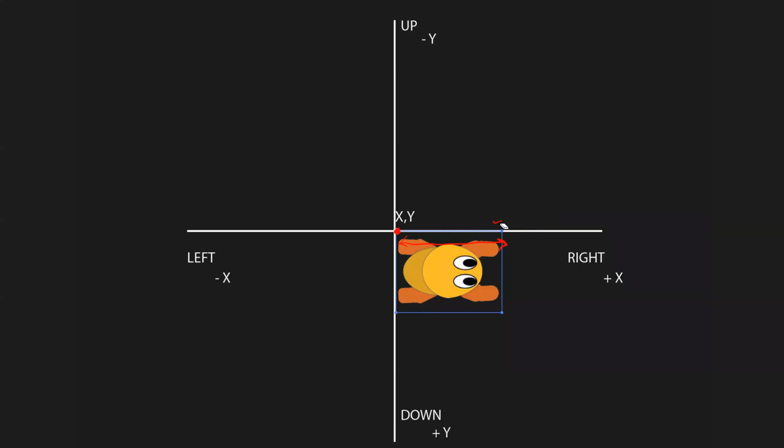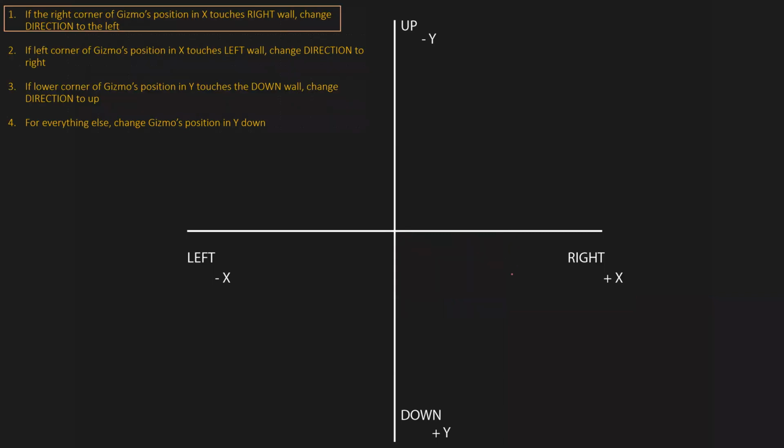Therefore, considering this point in X, not this one, so that whenever it goes all the way right and touches this edge, it's going to say, the right side of my body just touched the right edge. Therefore, I need to go in the opposite direction. If we just count the current X position, Gizmo is going to keep going a little bit more until it gets out of the screen, and then it goes back. That's not what we want. We want Gizmo to move in the opposite direction as soon as it touches the edge. So that is going to be the first case scenario.